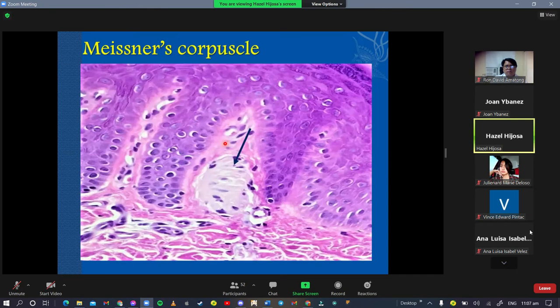Another encapsulated nerve ending, found specifically in the dermal papilla, is the Meissner's corpuscle. This is described as a tapered cylindrical structure that is oriented perpendicular to the surface of the skin. And this is a receptor for what? For light touch, Doc. Light touch, again, this is for sensitivity.